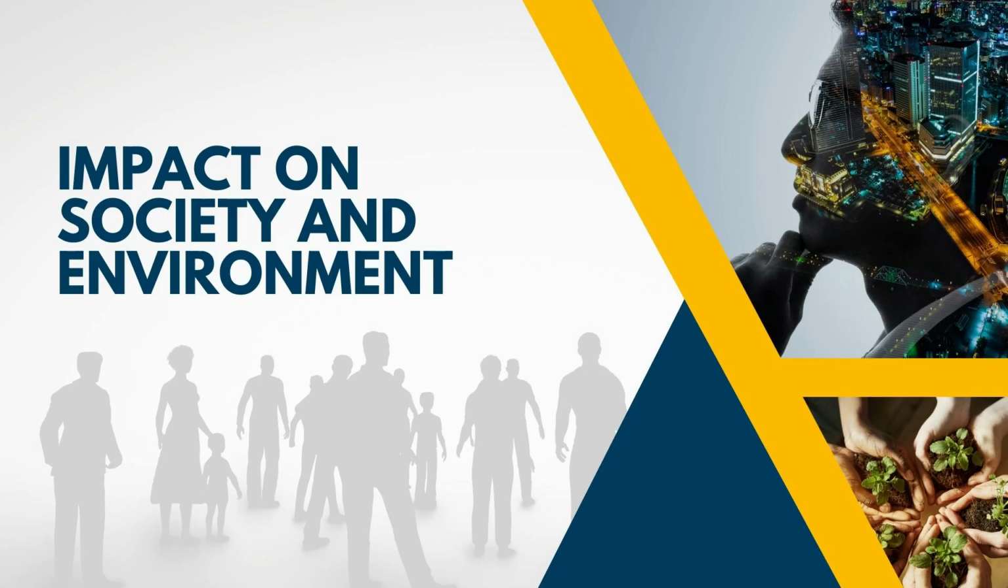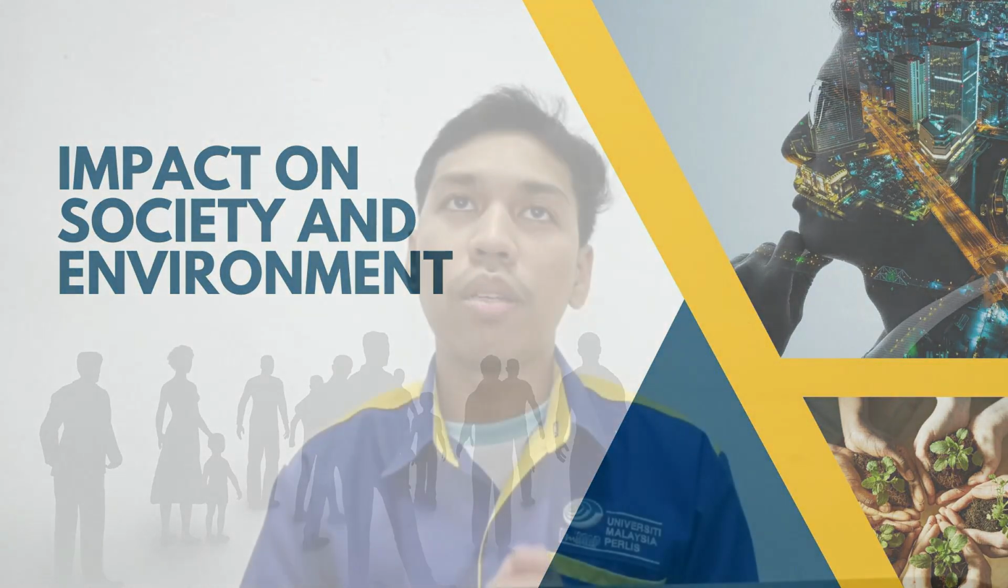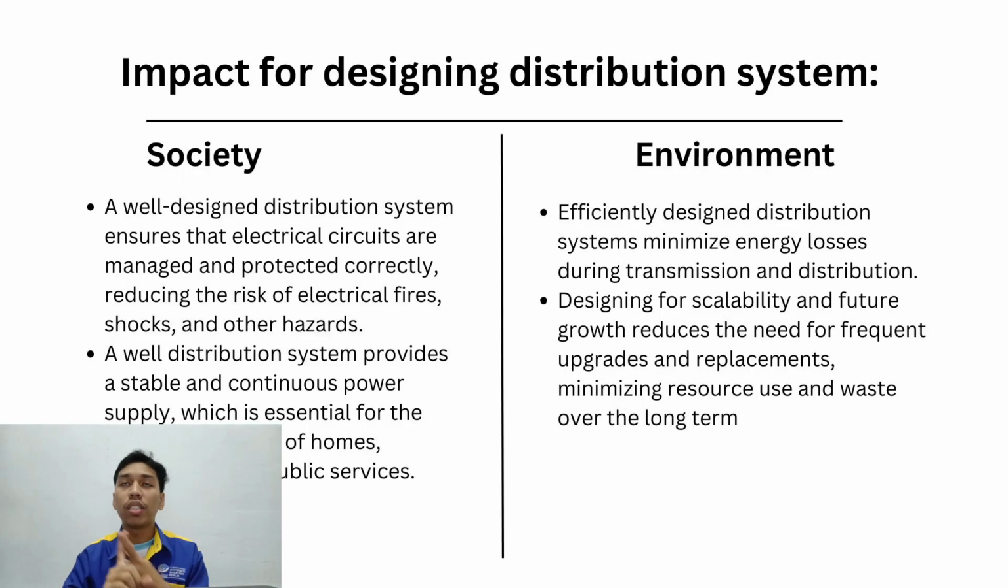cable. So now I will explain the impact for society and environment. So first, we go for the impact of designing the distribution system, which is the impact for our assignment number 3. So we go for the society part first, which is that a well-designed distribution system ensures the electrical circuits are managed and protected correctly, reducing the risk of electrical fire, shock, and other hazards. Like we install MCB, RCCB, and MSSB in our distribution system.